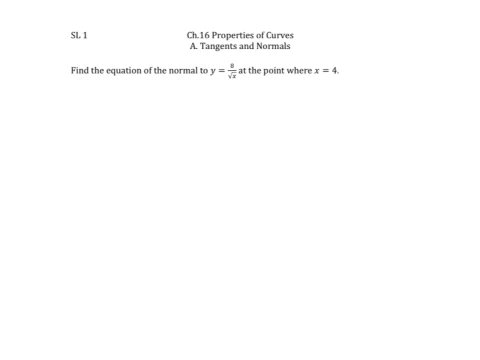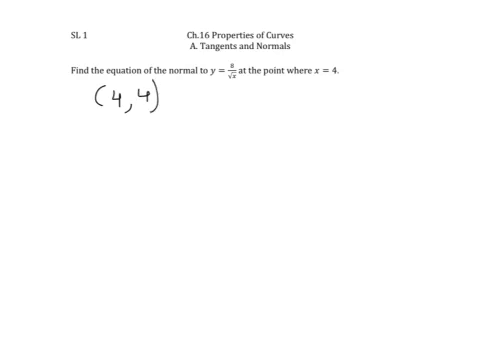Alright, next, find the equation of the normal to y equals 8 over square root of x at the point where x is equal to 4. So we need to find out when x is equal to 4, what's the y value? When x is equal to 4, the y value will be 8 over square root of 4. Square root of 4 is just 2, so 8 over 2 is just 4 again.